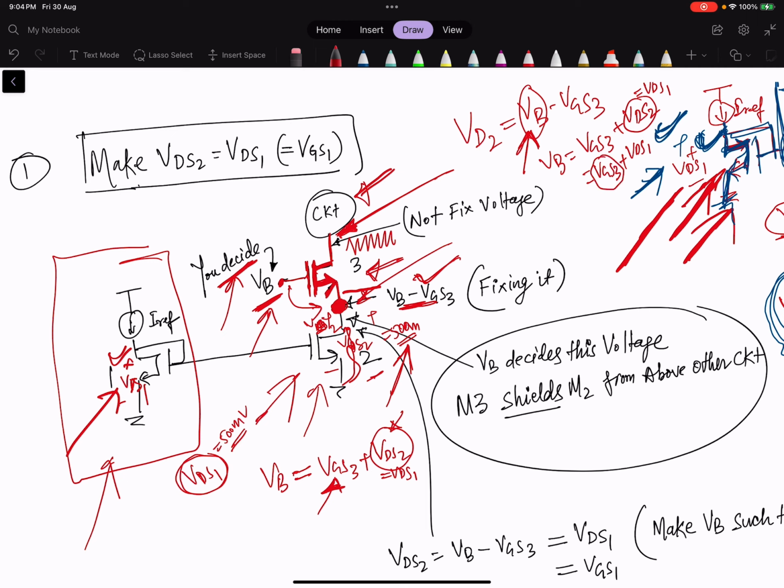And how will VGS3 be decided? We know from the equation that VGS3 will be the square root of 2 I naught over mu n Cox W by L, plus VTH. Whatever current we need in this branch, I naught, will decide the VGS3 value. So this VGS we also know, based on the size W by L of M3.